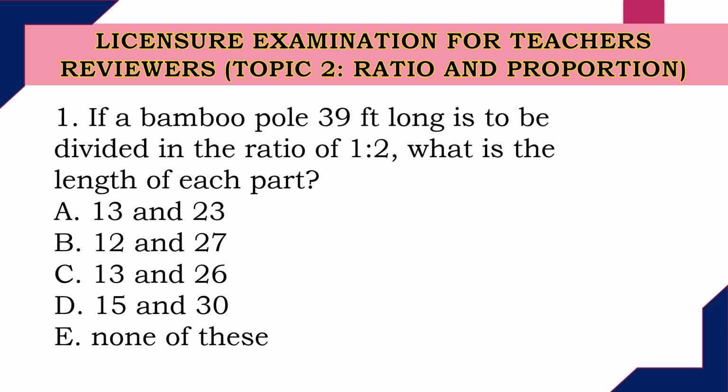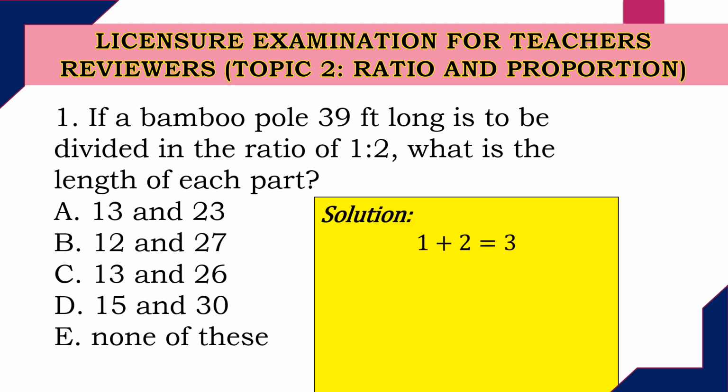This problem is a real-life situation that makes use of partitive proportion. We are going to divide 39 in the ratio of 1:2. So we have the ratio 1:2. We add 1 plus 2, and that is 3. So 3 will be our denominator for our fractions. So ang magiging hatian natin ay 1/3 and 2/3.